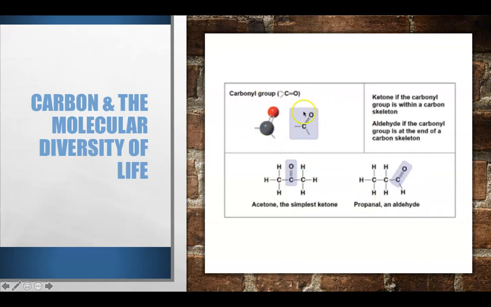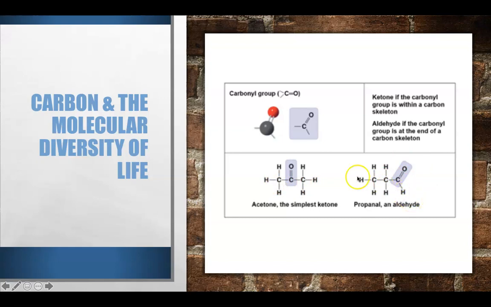Our carbonyl group is going to be a carbon with a double bond to an oxygen. Now off of this carbon, on either side, you're going to have a different element combined to it: either another carbon on both sides, carbon-carbon, or a carbon and a hydrogen. And the location of this carbonyl group is going to determine whether it is considered an aldehyde or a ketone. A ketone is when it's within the structure, so this carbon has a carbon bonded to both sides of it. That's going to be considered a ketone.